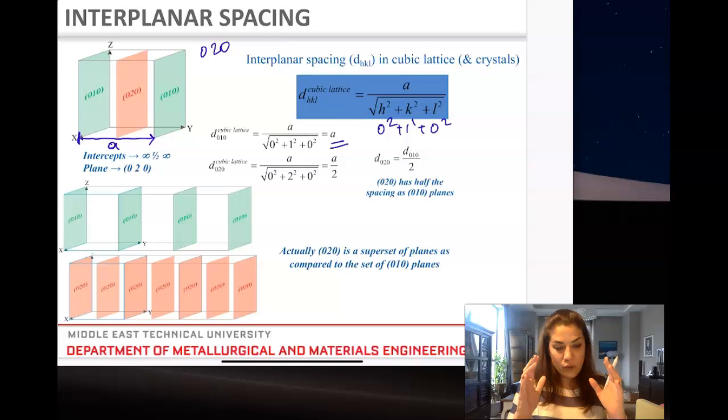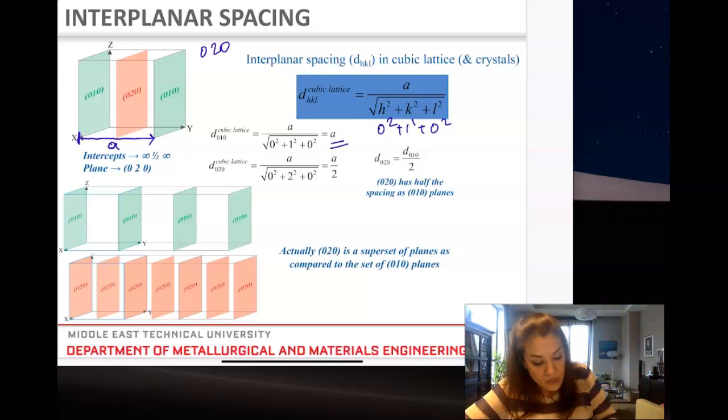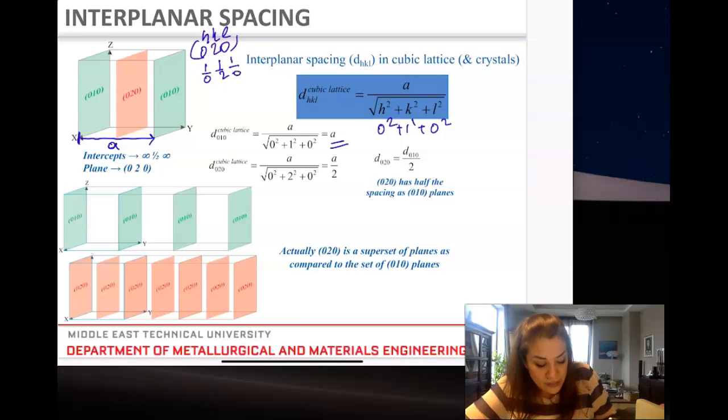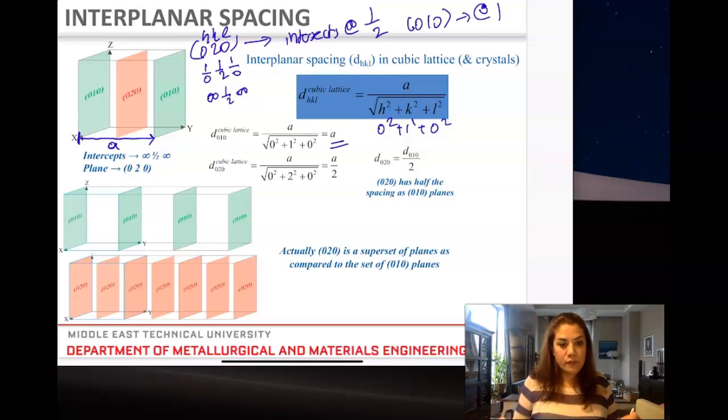The larger the lattice parameter or the larger the Miller indices, the closer the planes are packed one after another. Why? Because if this is my hkl value, 0 2 0, what is my intersection going to be? 1 over 0, 1 over 2, 1 over 0. So it intersects the y-axis at 1 over 2. The 0 2 0 plane intersects at 1 over 2, while the 0 1 0 plane intersects at 1. So it is half the size, half the distance of the 0 1 0 planes.